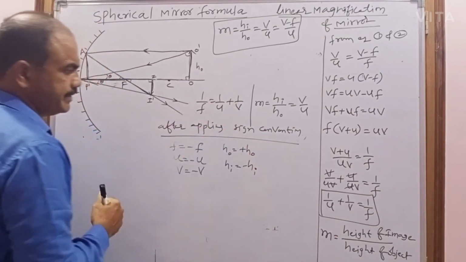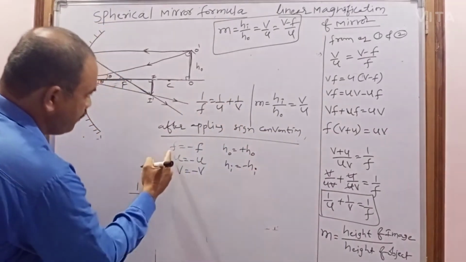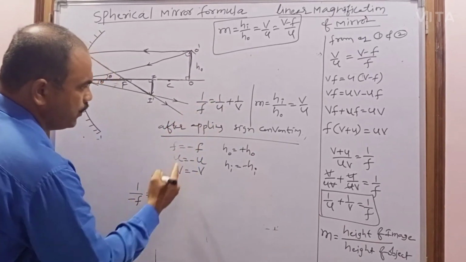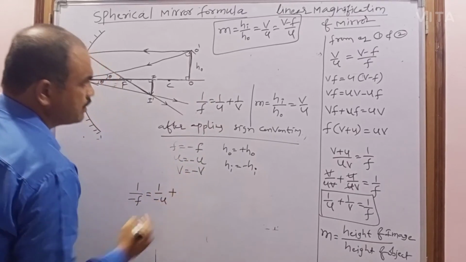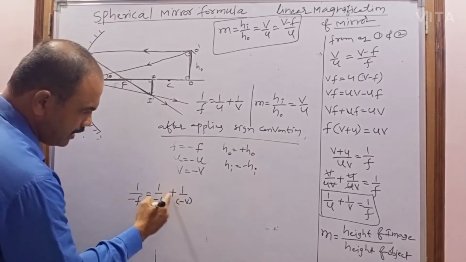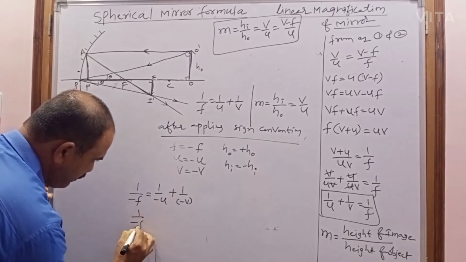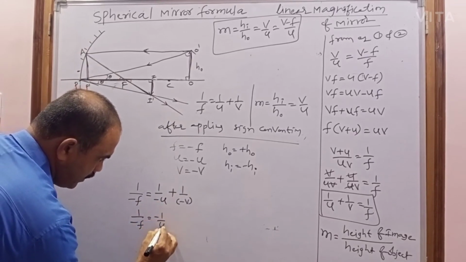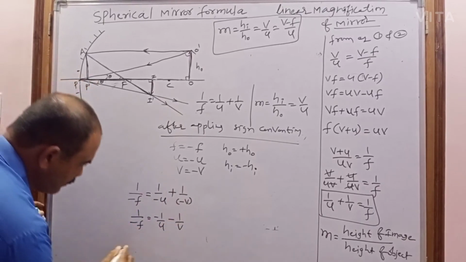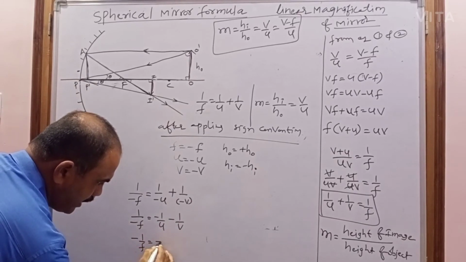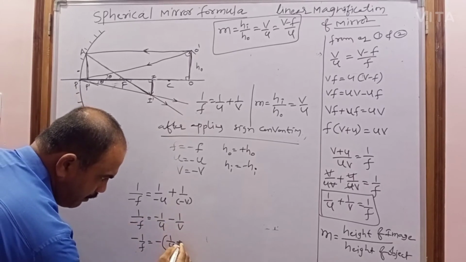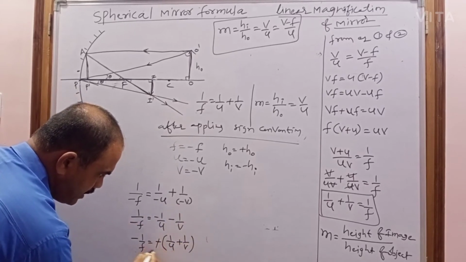Now substitute in these formulas. So now 1 by f, f means minus f, equals 1 by u, u means minus u, plus 1 by v, v means minus v. Now this plus into minus, so 1 by minus f equals minus 1 by u plus into minus 1 by v. Now bring the minus common on the right hand side. We get minus 1 by f equals minus, when we take the minus common on the right hand side, what remains? 1 by u plus 1 by v. And now this minus and this minus will be cancelled.